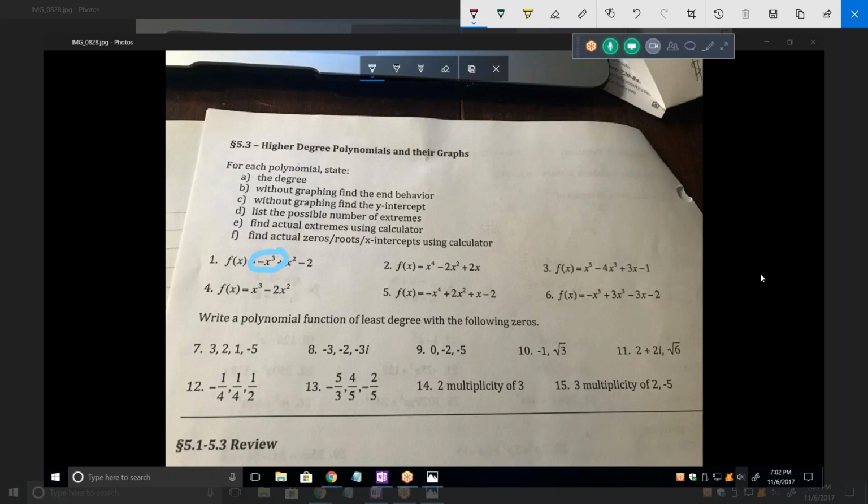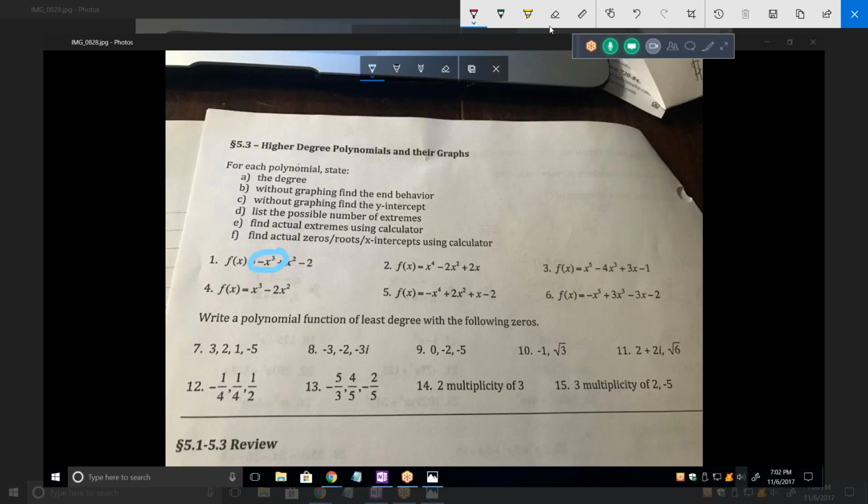Let's see what else they want. Without graphing, find the Y-intercept. Let's go back and look at 1. What's the Y-intercept? -2. What's the Y-intercept on 2? 0.